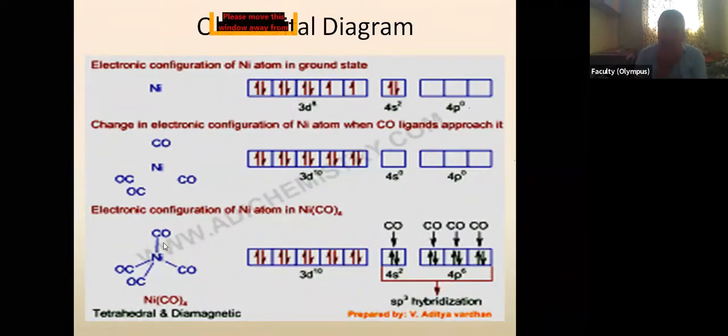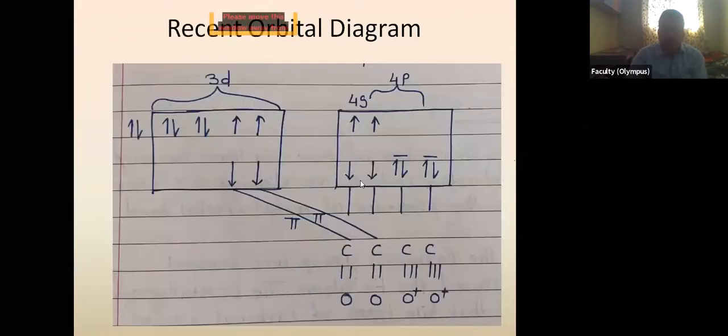Then when we study a few reactions, few substitution reactions etc., it is found that the four carbonyl groups are of two different types, two carbonyl groups are of one type and two are of a different type. Okay. Now to explain this, the recent orbital diagrams were given. These are the recent orbital diagrams.